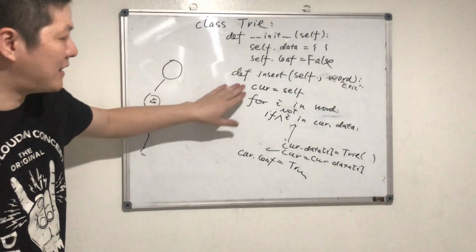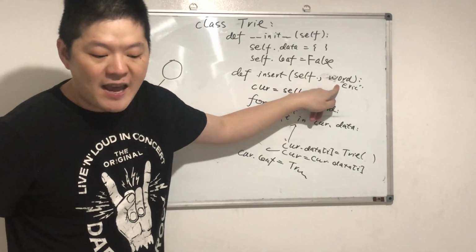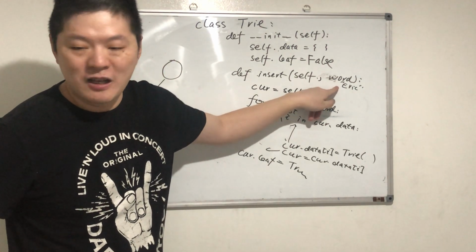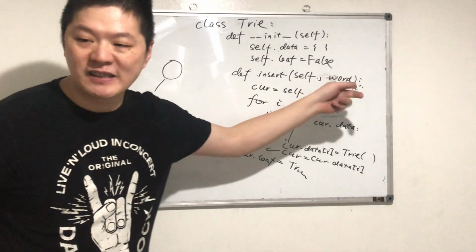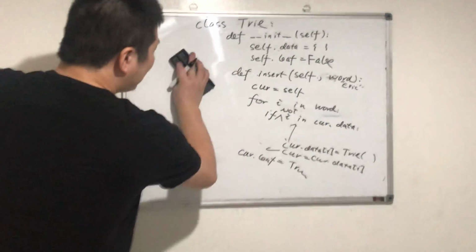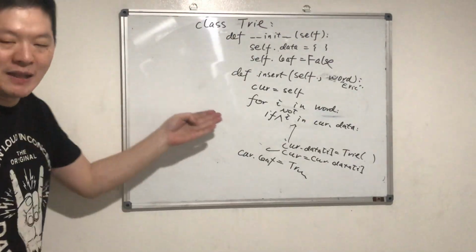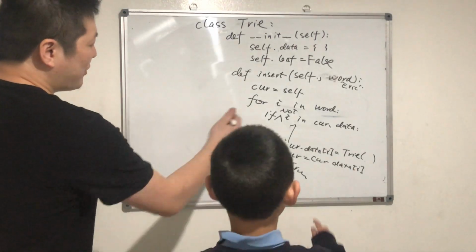What's the time complexity of inserting a word, if there are n characters in the word? O(n), well done. What's the space complexity? O(n). Well done, good job. Yeah. So this is insert, okay? Now, let's implement the search. Okay, search will be similar.